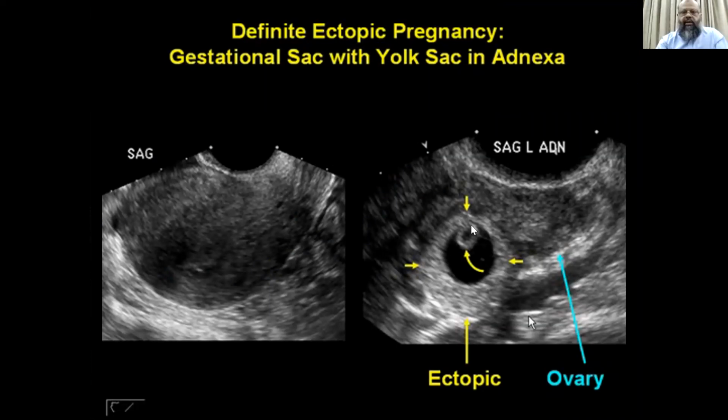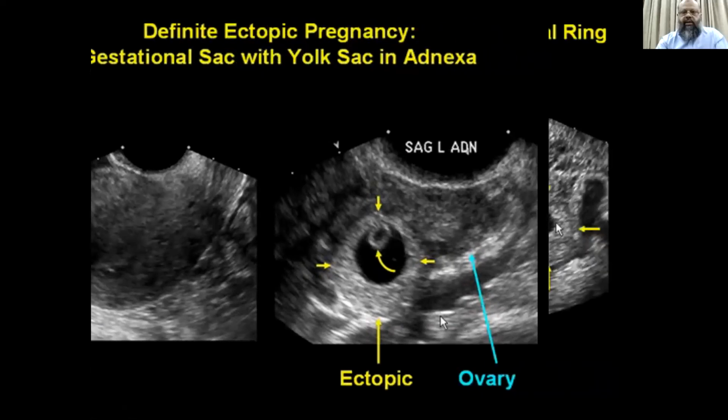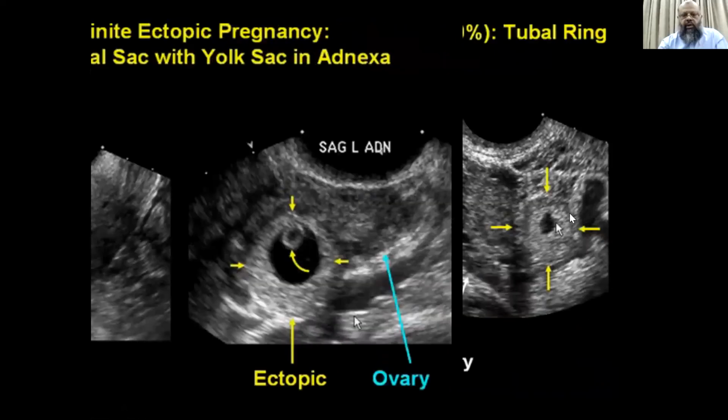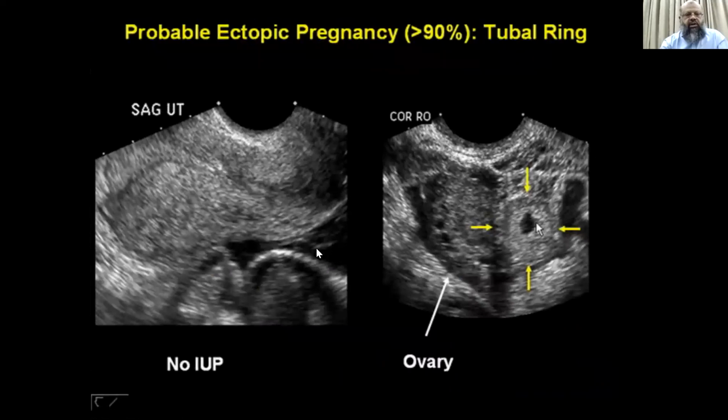This is ectopic. Here is the ovary, and the uterus is showing some residual reaction, but it is empty. Again, the tubal ring. This is the ovary, and the tubal ring has a small gestational sac. The endometrium is empty. This is the cervix and endometrial cavity. And if I go back here, you can see some fluid also.